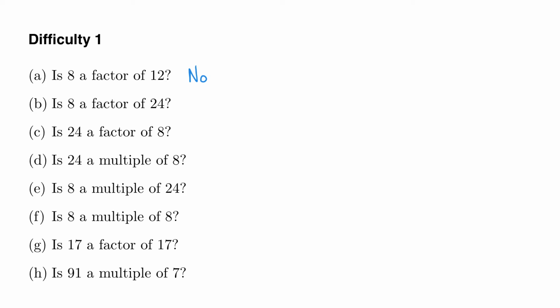Now, just to be extra clear, I'm going to list out all of the factors of 12, so hopefully you get a better understanding of what factors really are. The factors of 12 are 1, 2, 3, 4, 6, and 12. If you take any of these numbers, you'll find that they go into 12 exactly, and they don't leave you with a remainder.